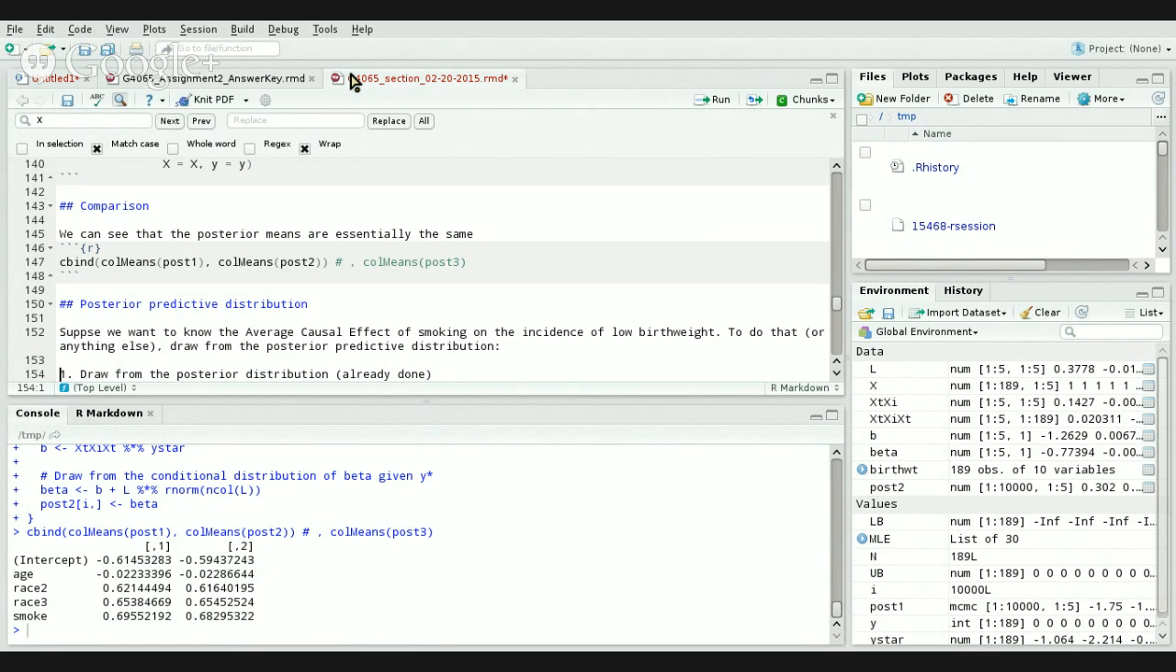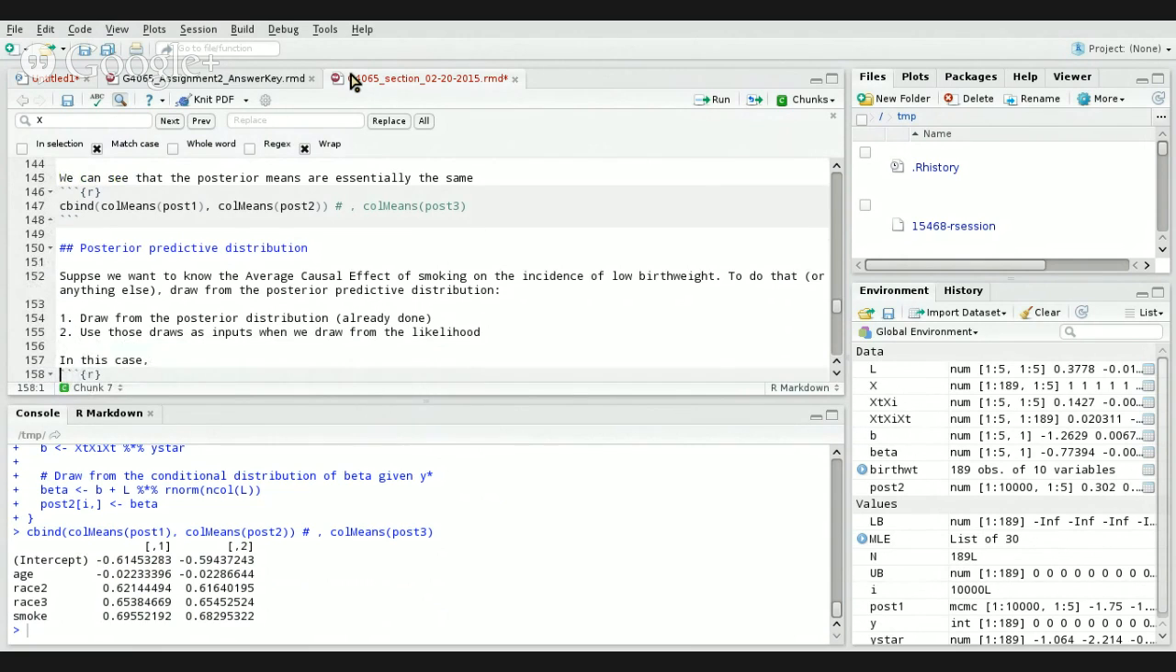So once you've established that the whole drawing from the posterior went well, you want to make scientific inferences, and those are usually going to involve functions of the posterior predictive distribution. And so in this case, we might want to know what's the average causal effect of smoking on low birth weight babies. To draw from the posterior predictive distribution, again, it's a lot easier than it sounds.